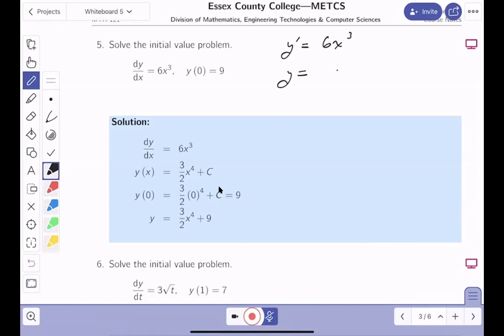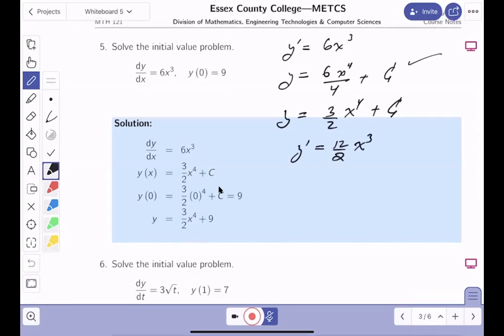I do what? Increase the exponent by 1, right? So x to the 4, and I divide by 4. We'll check it, whatever we say, plus c. I'll write this down. So y equals 3 over 2 x to the 4 plus c. Let me write down y prime. I'm not saying this is my answer, by the way. What's it going to give me? 12 halves x cubed plus 0. And that's 6x cubed. Well, that works beautifully.